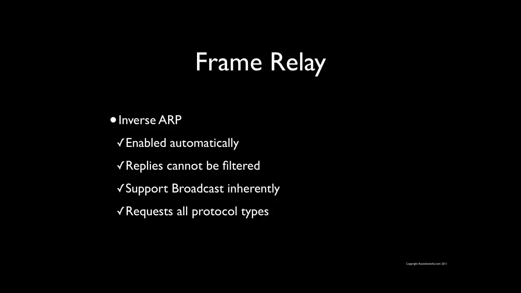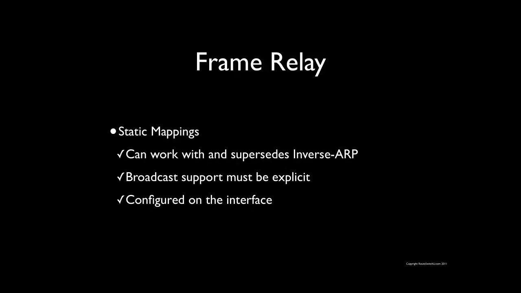As mentioned earlier, a very important component to any layer 2 operation is the ability to map layer 2 addresses to layer 3 addresses. Inverse ARP is a dynamic mechanism that is enabled by default on Cisco frame relay operations. It will dynamically create the layer 2 to layer 3 mappings identified in the LMI communications to the frame relay switch. If you choose to disable inverse ARP or supersede inverse ARP operation, you can create static protocol mappings on the interface. If you need to support broadcast or multicast functionality, you must also add the broadcast keyword to your static mappings.